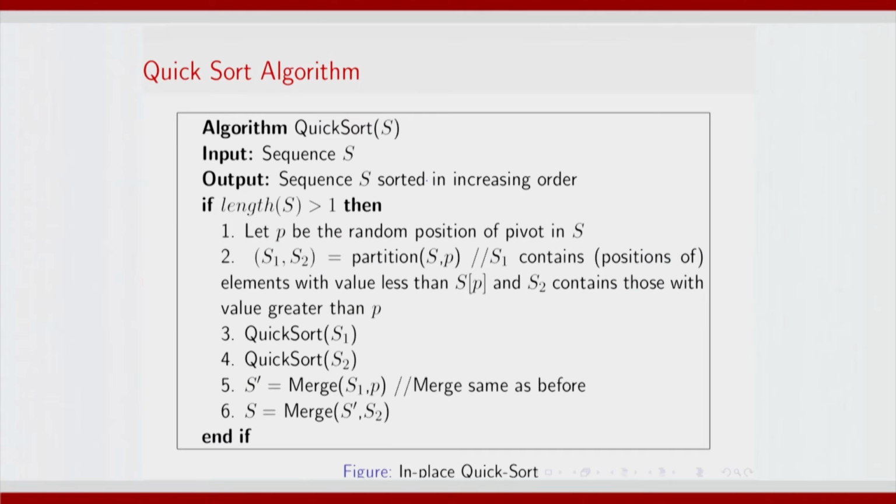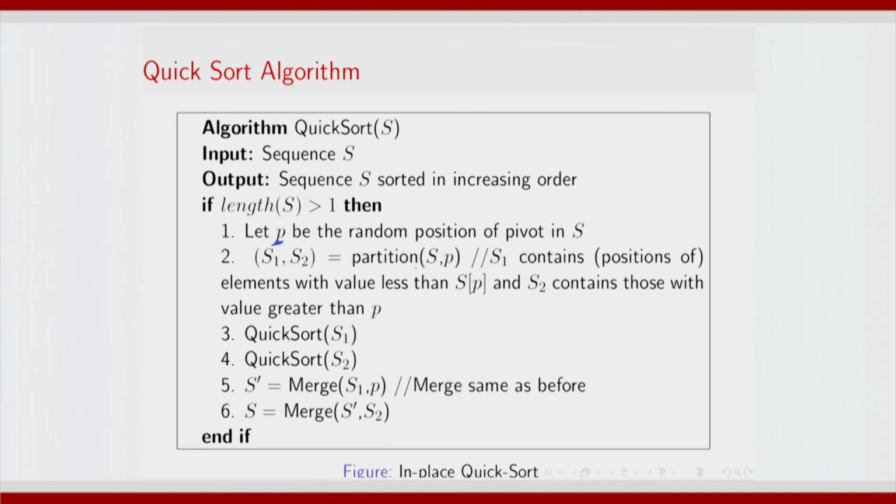So here is a quicksort algorithm. We have discussed an in place implementation of quicksort. So given an input sequence S, pick a random pivot position P, partition S into S1, S2. Now we would like to do this in place. What does this mean? How do you partition S based on P into S1 and S2? This will be the subject matter of a homework exercise.